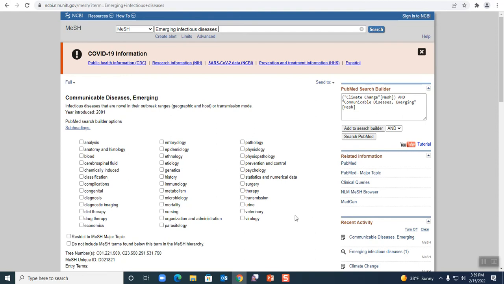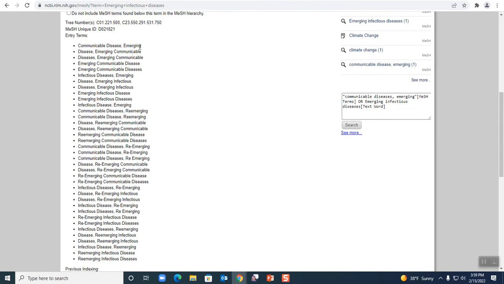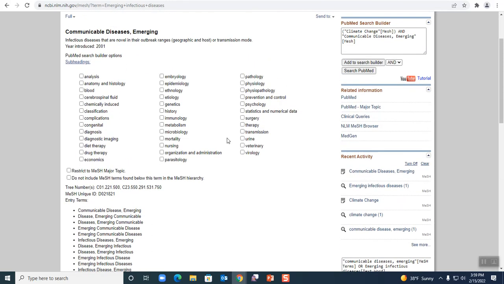Now we could have looked for surveillance. Now surveillance is not a subheading here, so we can't do that. But I have put it down. It's communicable diseases emerging. That's the preferred word, and that's how I've done. So now, following the same thing, I also told you something. These are all the possible keywords we could have searched under. So all of these words, all of these phrases are mapped to this one communicable diseases emerging.